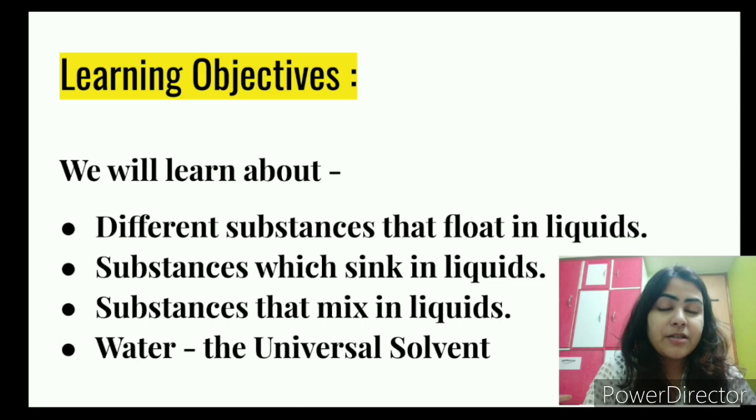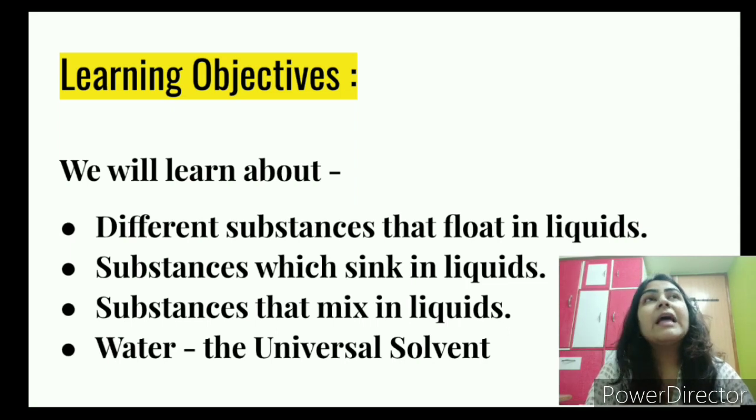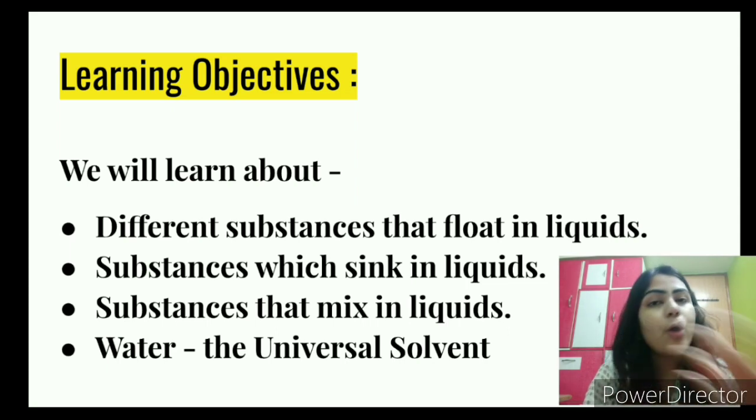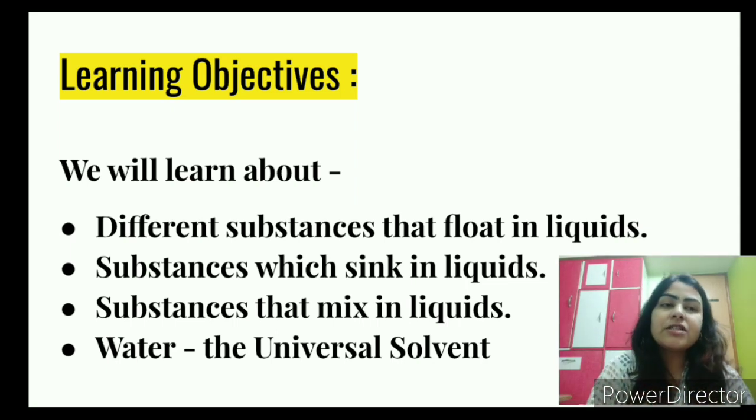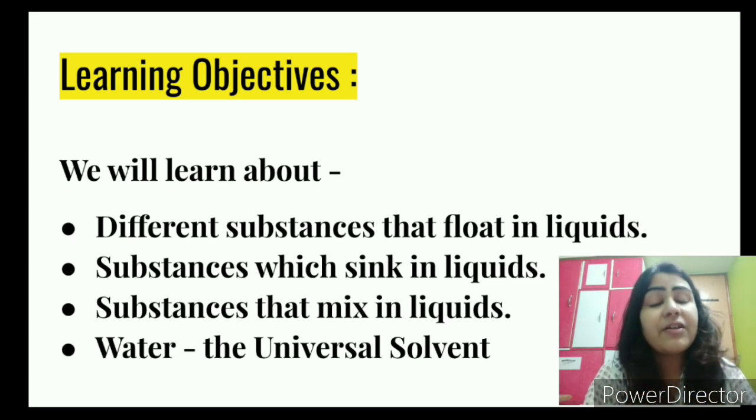So, in this chapter, not only will we learn about different substances, but we will also learn about some keywords which will help us understand all these objectives. Solvent, the word solvent is just one of those words. We need to know the definition, the meaning of these words to understand the chapter properly.